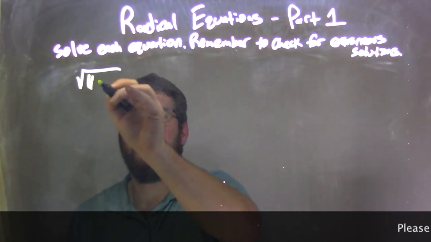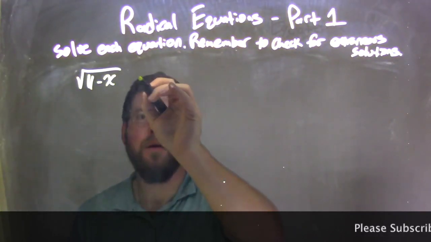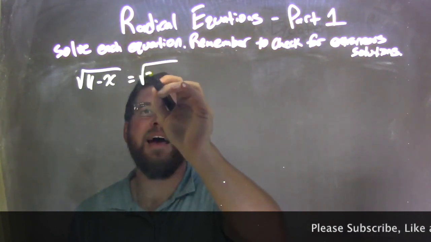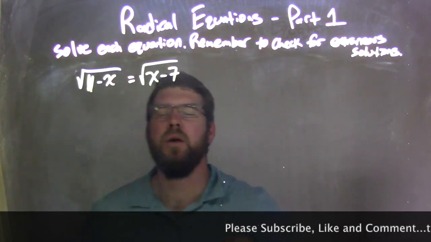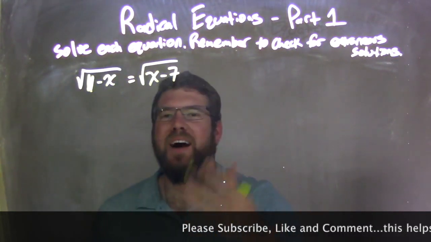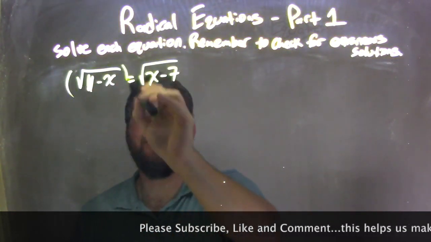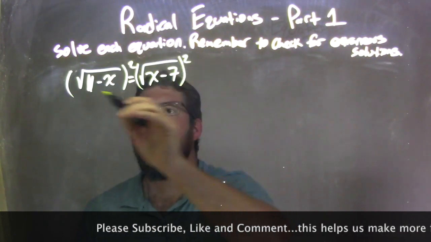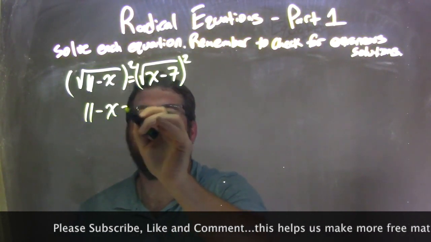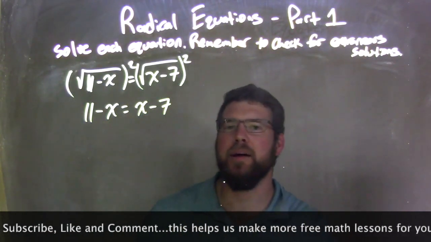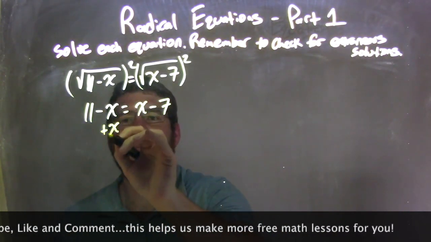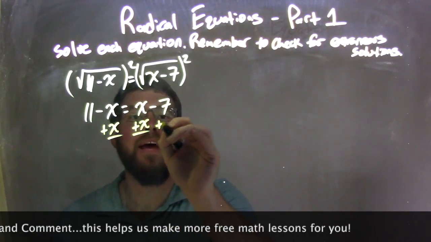Square root of 11 minus x equals the square root of x minus 7. Okay? Well, square roots on both sides. I'm going to square both sides, eliminate them right here. Get rid of them. We're done. Square roots are gone. 11 minus x is here on the left, and x minus 7 on the right. So now we combine our like terms.